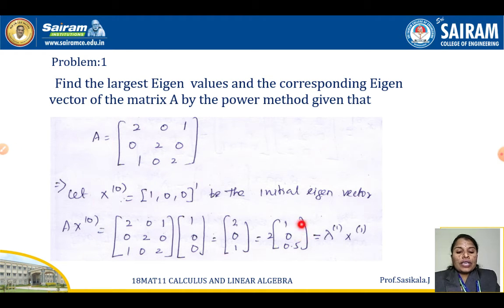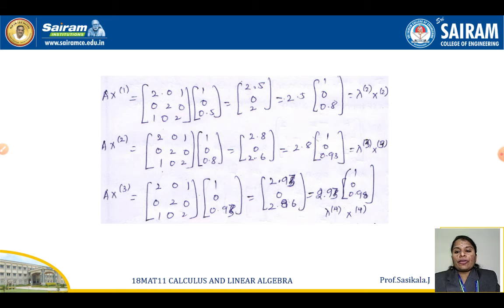So 2 is your eigenvalue, and the corresponding vector is your eigenvector. But this is not yet your largest one; this is just the initial step to get your lambda of 1 and x of 1. To get a better solution, the largest eigenvalue, in this iterative method you compare where the approximations become equal, and then we can stop. So again, I have to find A into x of 1.